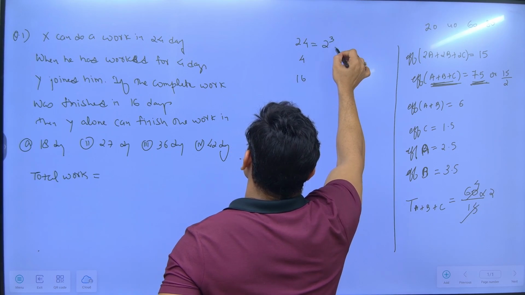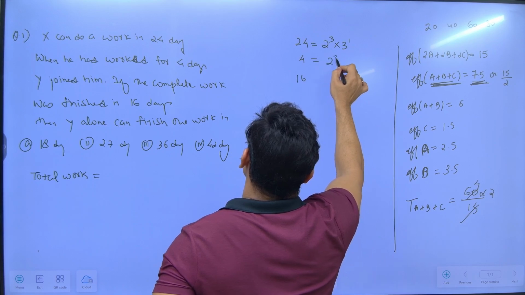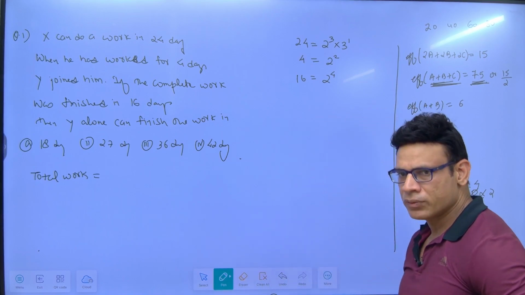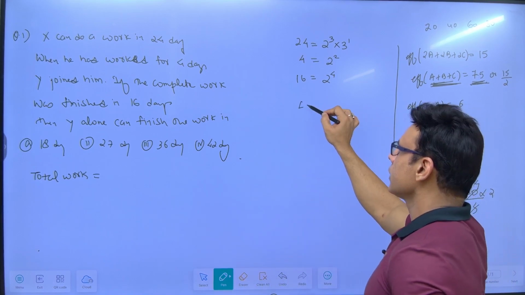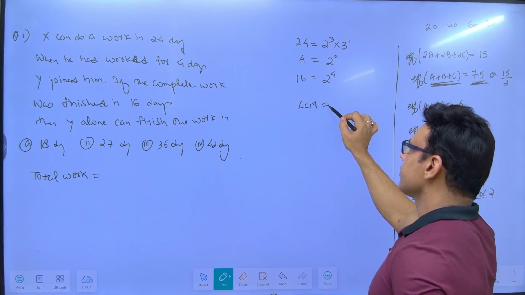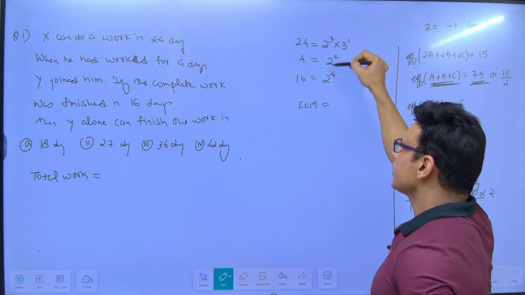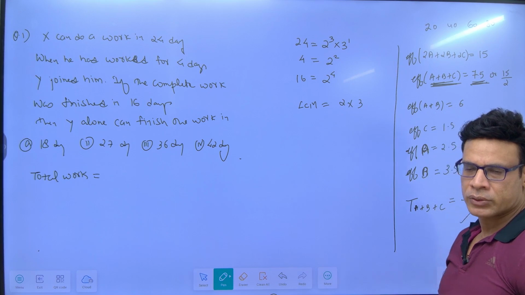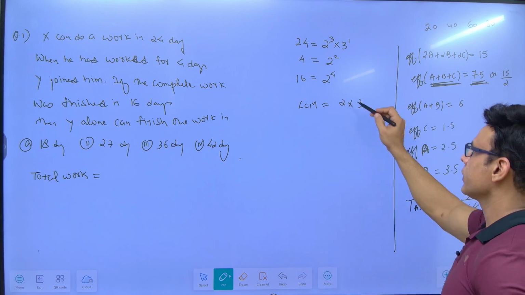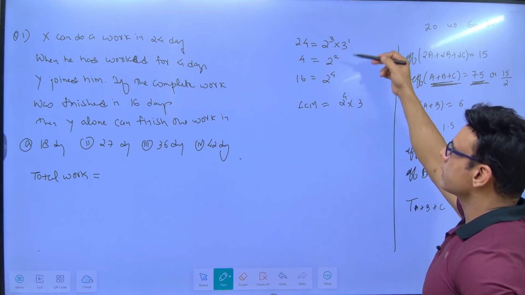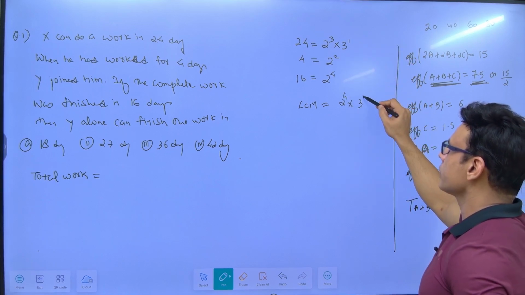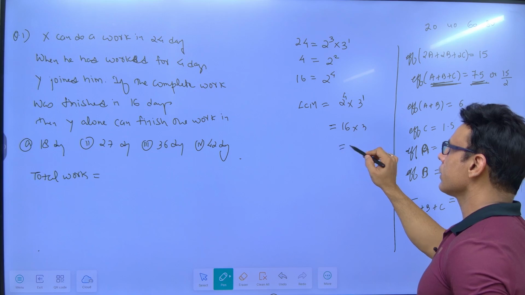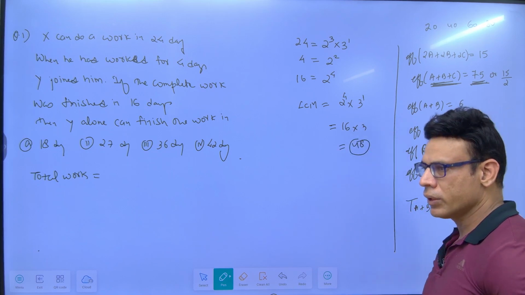24 is 2 cube into 3 raised power 1. 4 is 2 square. 16 is 2 raised power 4. Suppose you don't know how to find LCM: prime factorize the numbers, and whatever prime factors you see, you write them. So you can see 2 and 3. Raise 2 to its highest power, which is 4, and raise 3 to its highest power, which is 1. 2 raised power 4 is 16, 3 16s are 48. So 48 units is your LCM.